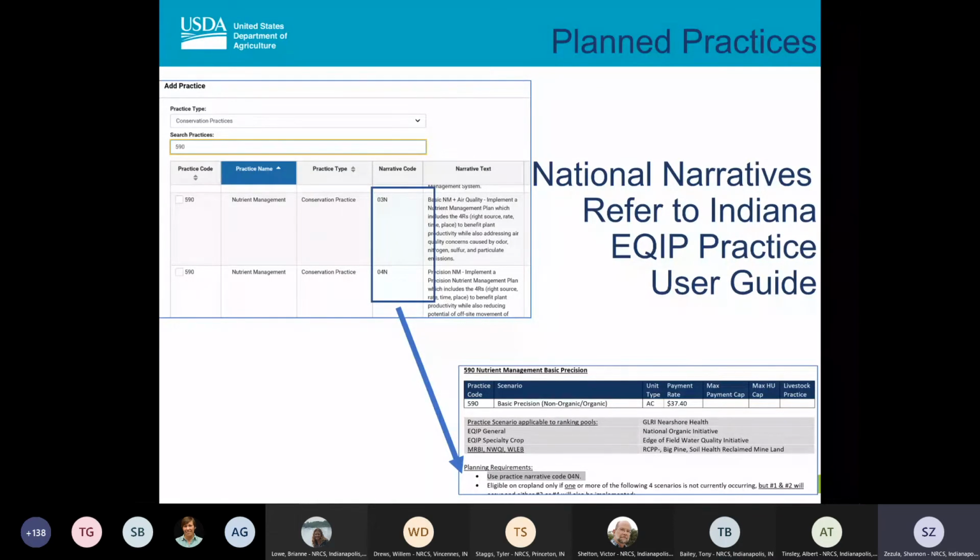Other than that, you are looking at the national narrative, and then you'd want to customize your job sheet or supporting documentation that goes along with that 1155 narrative entry. Thank you. Good question.